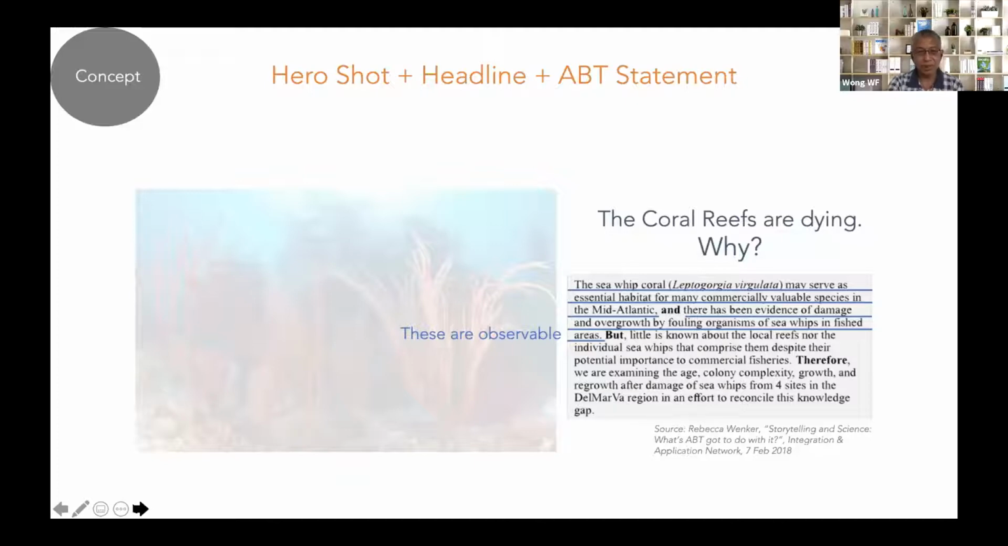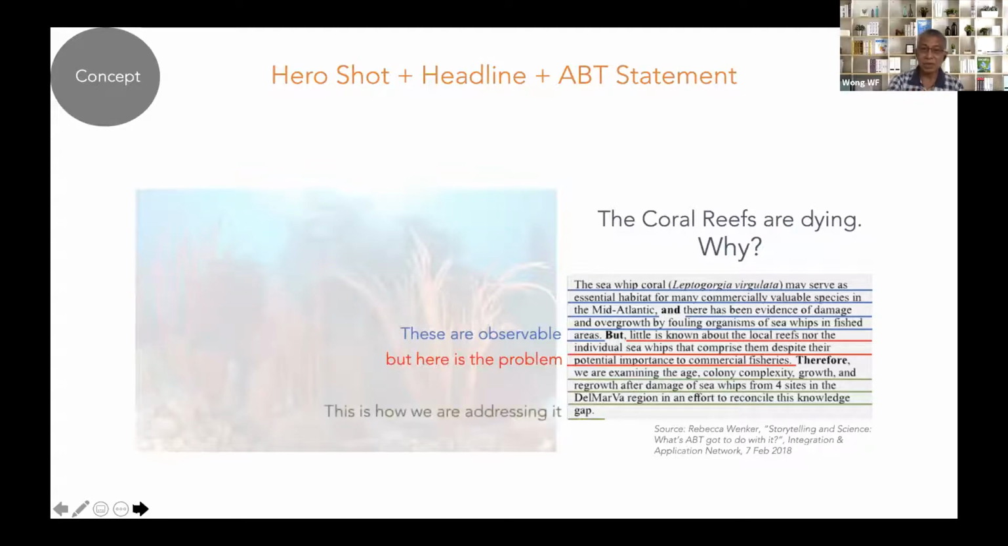But, it actually comes along with the problem. But here's the problem: little is known about the local reef nor the individual seaweed that comprise them, despite their potential importance to commercial fishery. Now, the beautiful part is that after you state the problem, you say "therefore." The therefore is meant to address the problem. So that's what ABT stands for: and, but, therefore. Therefore, we are examining the hypothesis and so on, how you want to solve the problem.